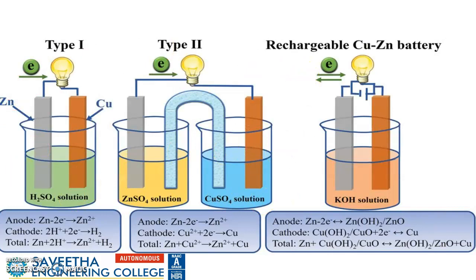So we have three types of cells which are listed. The first one is zinc in sulfuric acid and copper, and here it is not reversible. The second type is zinc and zinc sulfate with copper sulfate. If, for example, a voltage of 1.1 volt is given, nothing will happen, whereas if the external EMF is greater than 1.1 volt, the reversible reaction takes place and it becomes a rechargeable battery.